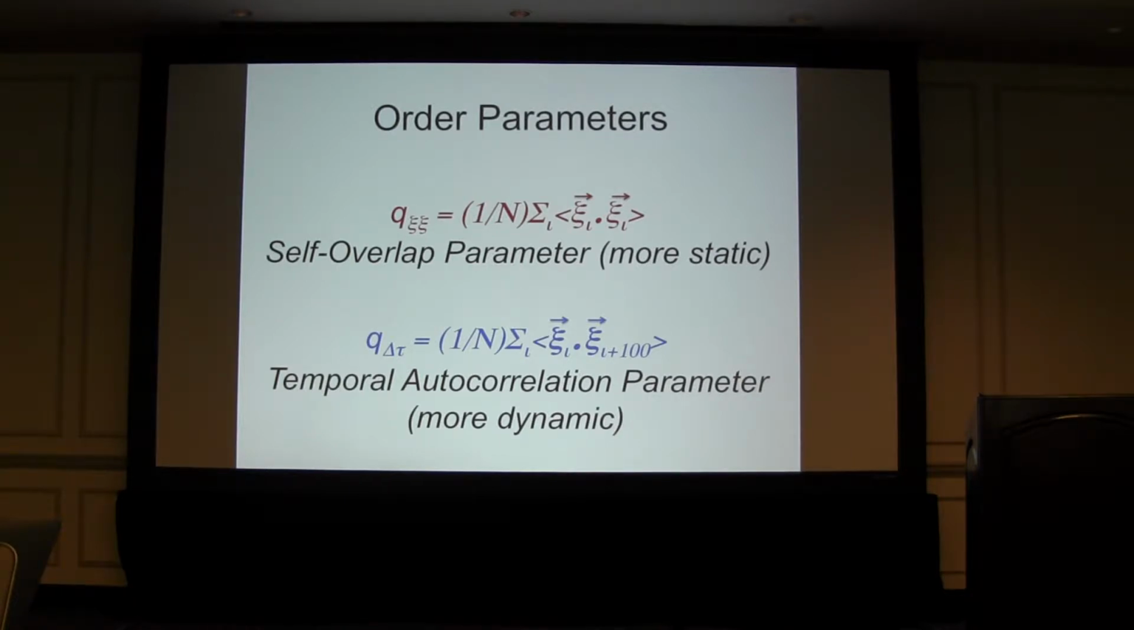The order parameters I used are a self-overlap order parameter that I found in a spin glass paper, and a temporal autocorrelation parameter. Now, this is just the dot product between the vector and itself. And this is the dot product between the vector at time t and its value at time t plus 100 snapshots. I take a snapshot every 100 time steps.